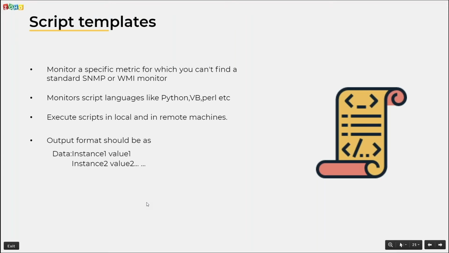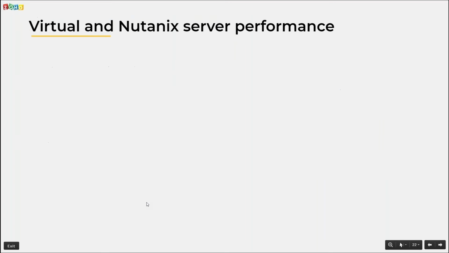So these are a couple of performance metrics we have got for the servers, and the next thing we are moving on to is virtual device monitoring and the Nutanix server performance metrics we have got in OpManager. As we already spoke about in the last webinar, Nutanix is something we've added very recently to OpManager, so we have brought in new performance metrics for Nutanix as well. So let's talk about the virtualization part now.